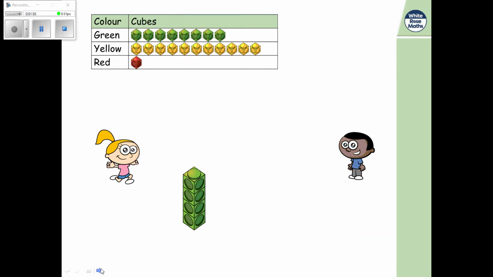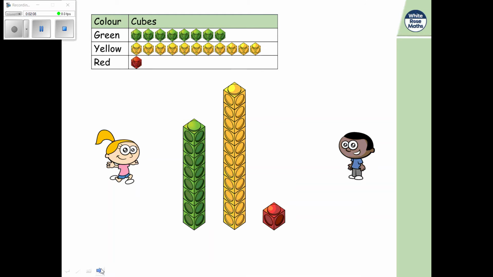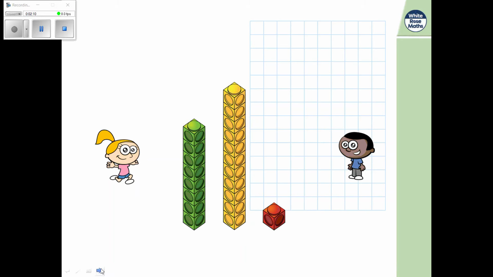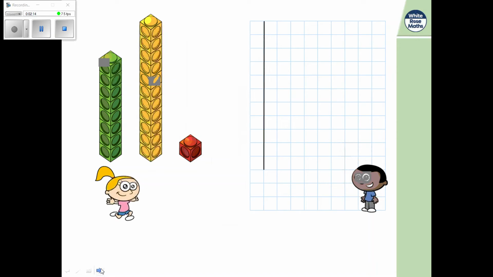3, 4, 5, 6, 7, 8. 1, 2, 3, 4, 5, 6, 7, 8, 9, 10, 11. And 1 for red. So they are the cubes. So lots of moving, there they go. So here they are drawing a graph and they are counting up in ones. And they have also shown green, yellow and red as well.